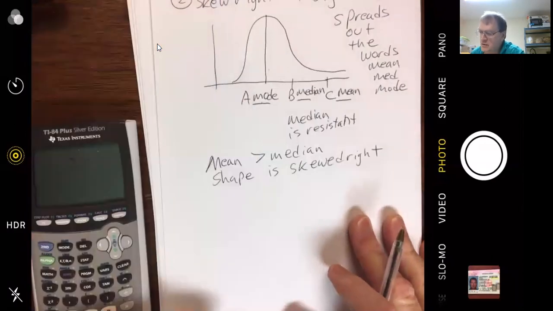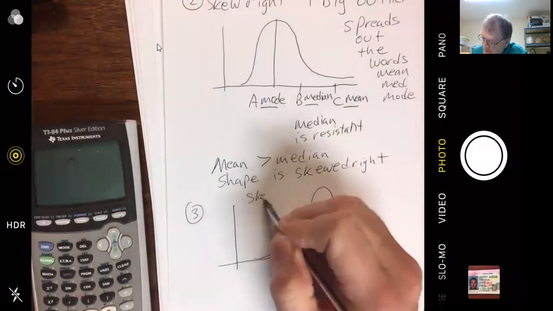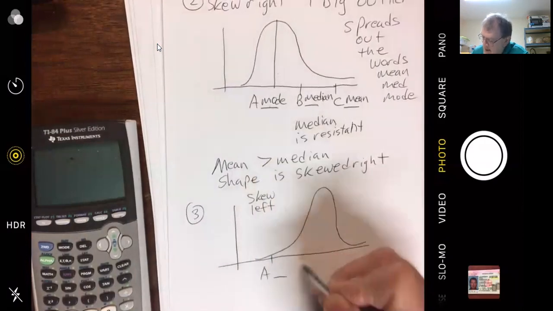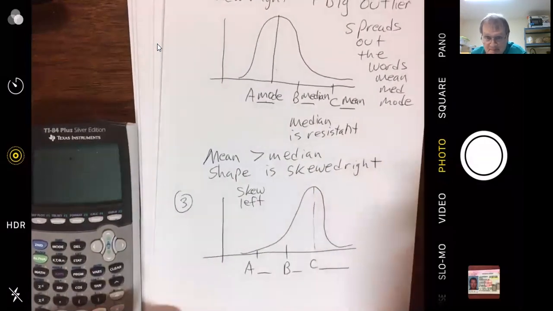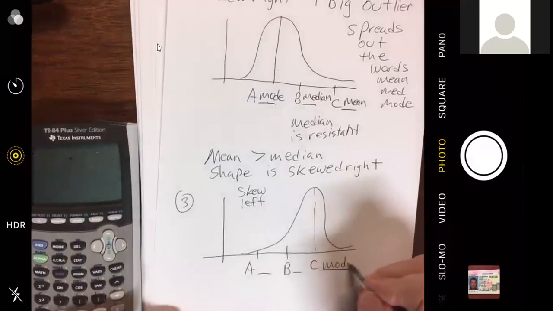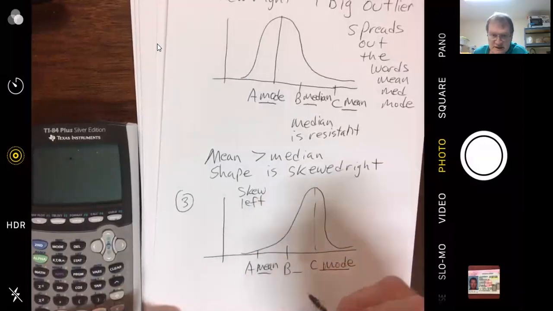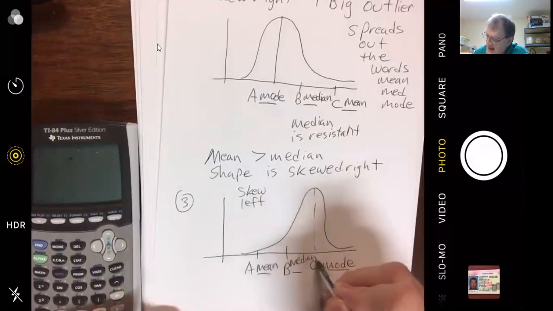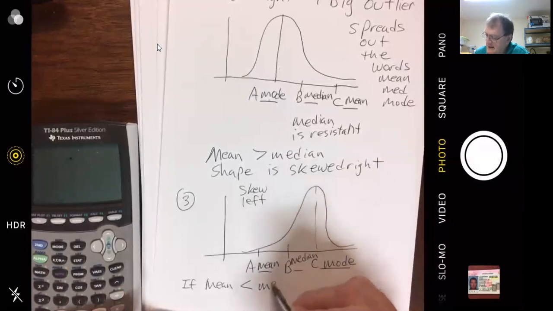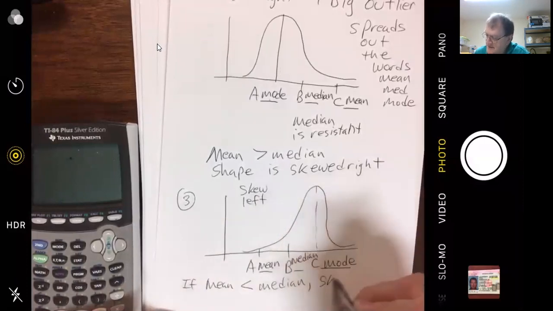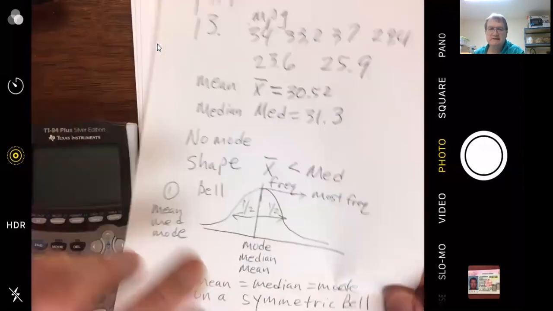Again, we're coming back to what we started with, but let's do the third one. Skew left. Put the blanks, usually A, B, and C left to right, and then make sure you line one up at the peak. Which word stays at the peak? The mode. Okay, which word changes the most? The mean. And which word, of course, changes the least because it is resistant? Median. And so if the mean is less than your median, you're skewed left. Okay, so back to problem 13. Which case is it?